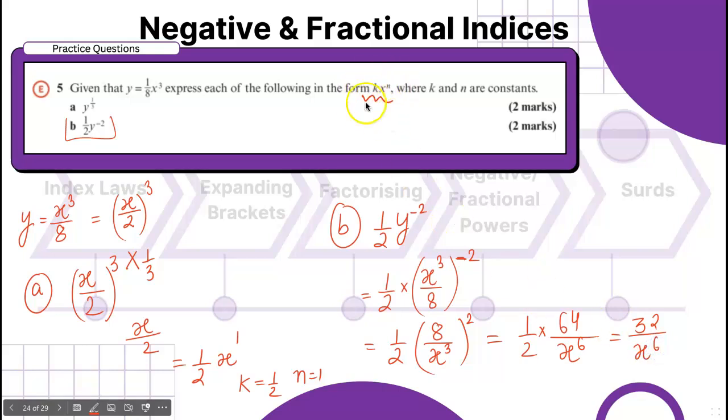But we have to write it in this form. So can we write 32 x to the power of minus 6? So for this one, k is going to be 32 and n will be minus 6. Correct? And it's coming for 2 marks. But this concept you have to understand really well.